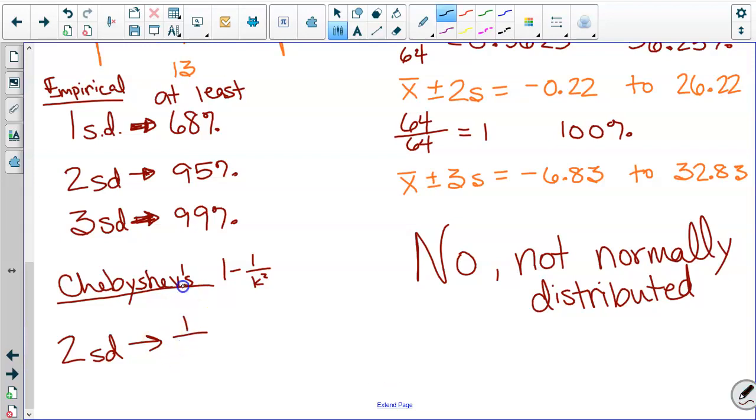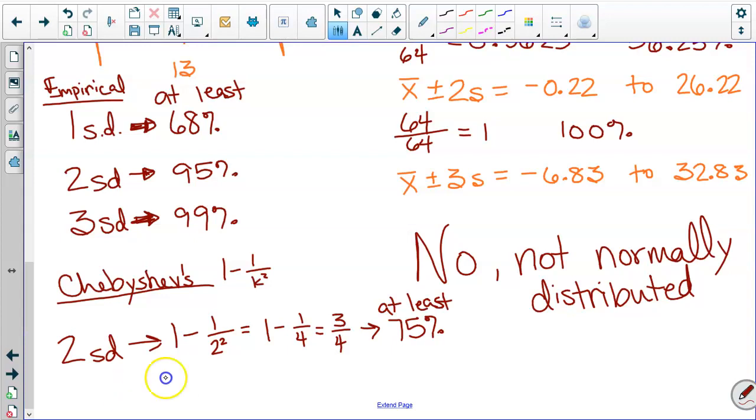1 minus 1 over 2 squared, because I'm plugging in 2 standard deviations. So that's going to be 1 minus 1/4, which is 3/4, which is what as a percentage? 75%. Is at least 75% of the data within 2 standard deviations? Yes, I got 100%. So see, Chebyshev's theorem works always. The empirical rule doesn't always work. So does everybody see how to do this? Yeah. Everybody? Okay, great.